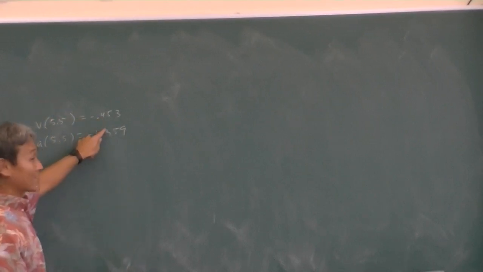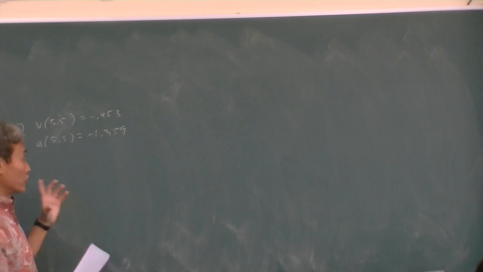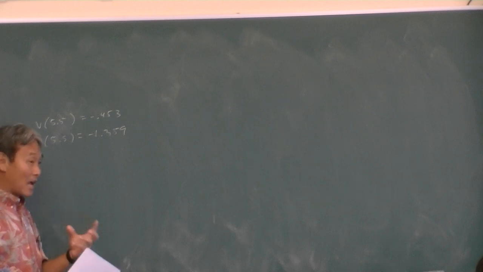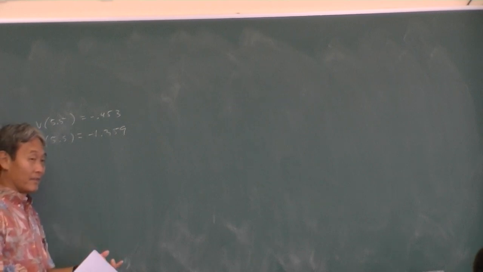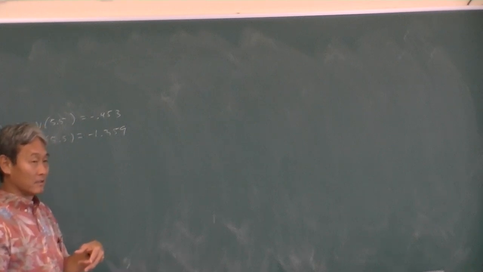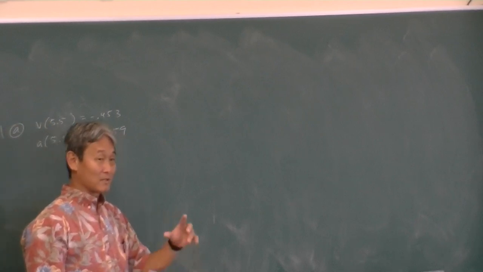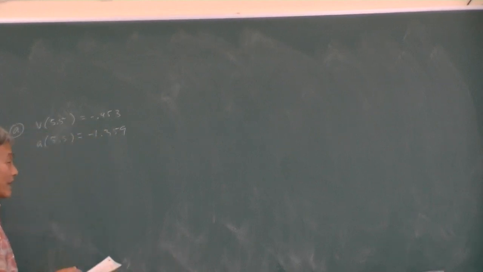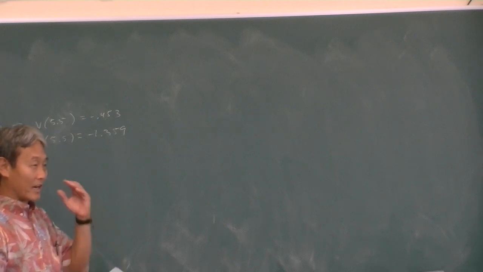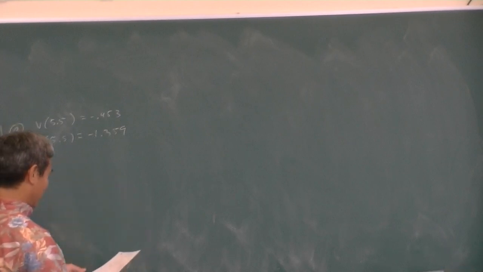Well, since they have the same sign, the speed is increasing. So you should say the speed is increasing because the velocity and acceleration have the same sign. If they have opposite signs, then the speed would be decreasing. They want to see the phrase: velocity and acceleration have the same sign. Some of you weren't saying that. You're saying they're both negative, which is true, but then you got to infer that they have the same sign. Just go straight to the answer: they have the same sign.